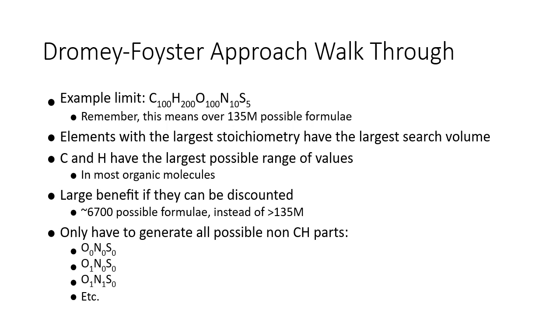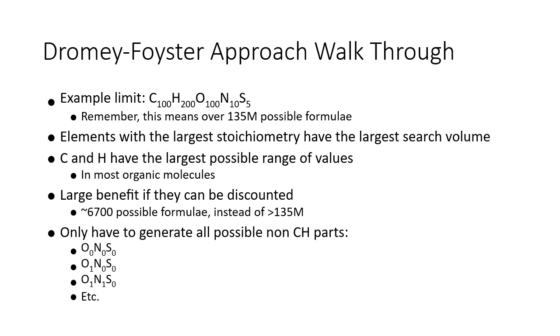Now when you're searching through any possible range of formulae, the elements with the largest possible stoichiometries occupy the largest proportion of the search volume. In most organic molecules, carbon and hydrogen have by far the largest possible number of values. So if we could discount those from the search space we'd have to iterate through, then this could have a huge benefit on the number of calculations we'd need to perform. In fact, within the stoichiometric limits we've set ourselves, we'd now only have to iterate through about 6,700 possible formulae instead of the previous 135 million.